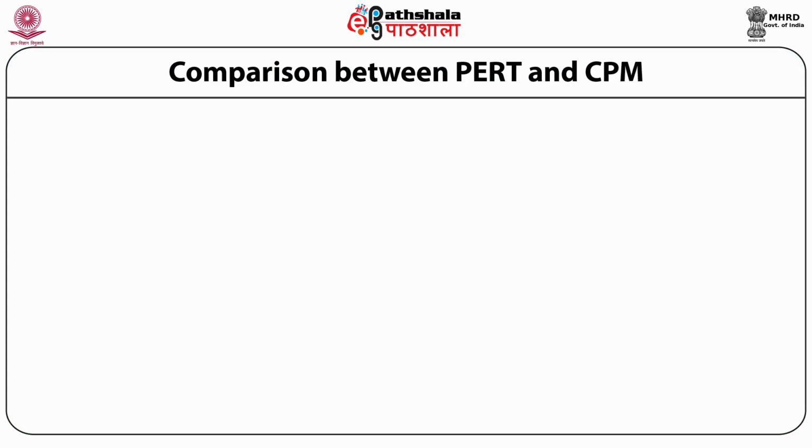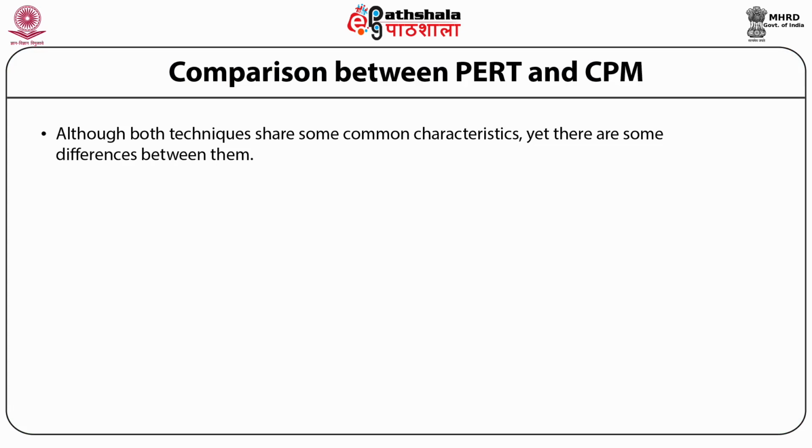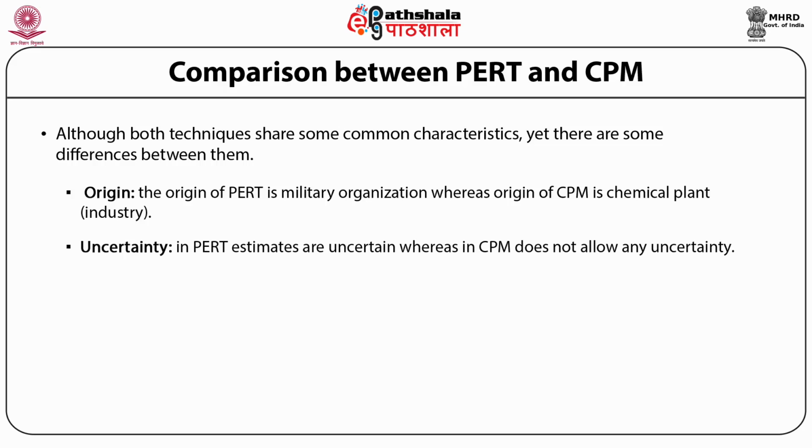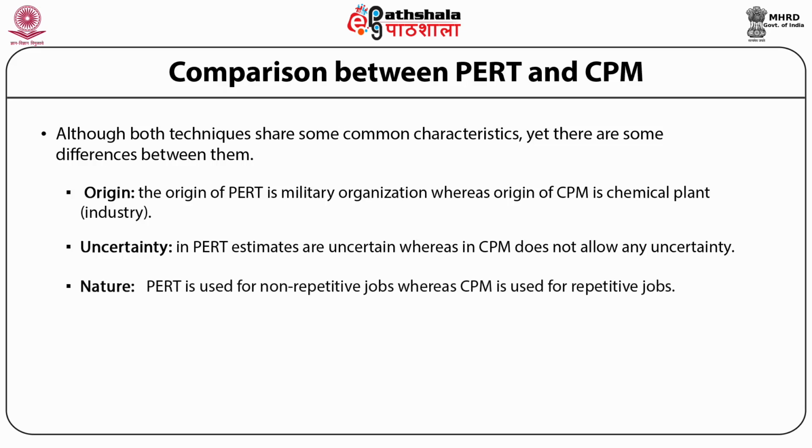Comparison between PERT and CPM. Although both techniques share some common characteristics, yet there are some differences between them. Origin. The origin of PERT is military organization, whereas origin of CPM is chemical plant, that is industry. Uncertainty. In PERT, estimates are uncertain, whereas CPM does not allow any uncertainty. Nature. PERT is used for non-repetitive jobs, whereas CPM is used for repetitive jobs.